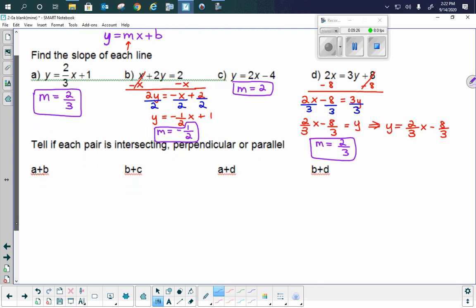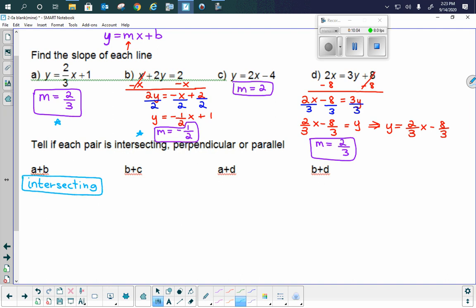So now, if we're telling if each pair is intersecting, perpendicular, or parallel, it has to do with the slopes. That's why we went through that. So here we're asking you A and B. So we're going to go up here and look at just the A slope, and we're going to look at the B slope, the two that I've starred. Well, if they do not have the same slope, they're not parallel, and so they are going to be lines that intersect. So we're going to say that these lines are intersecting. So no abbreviations, please. Just write out the word intersecting.